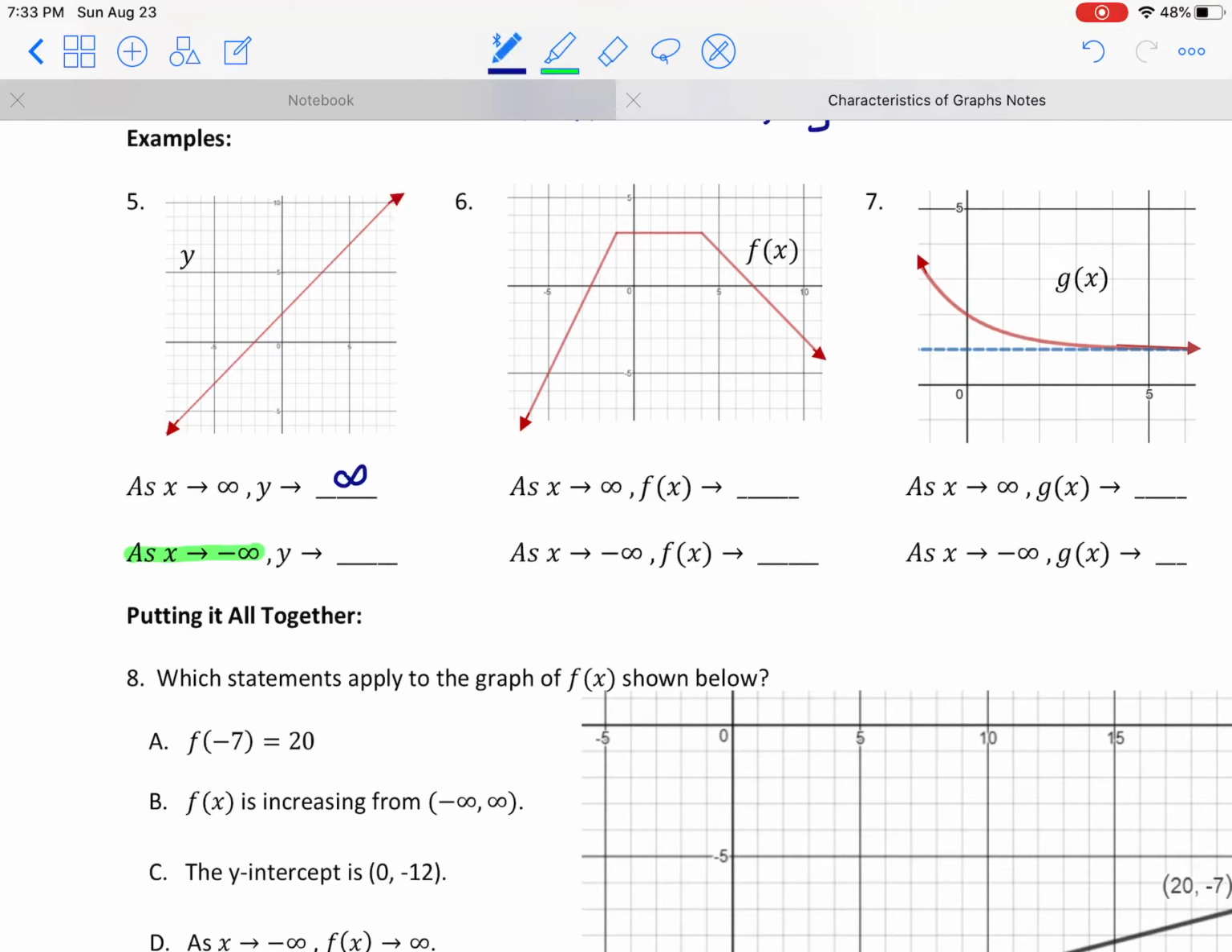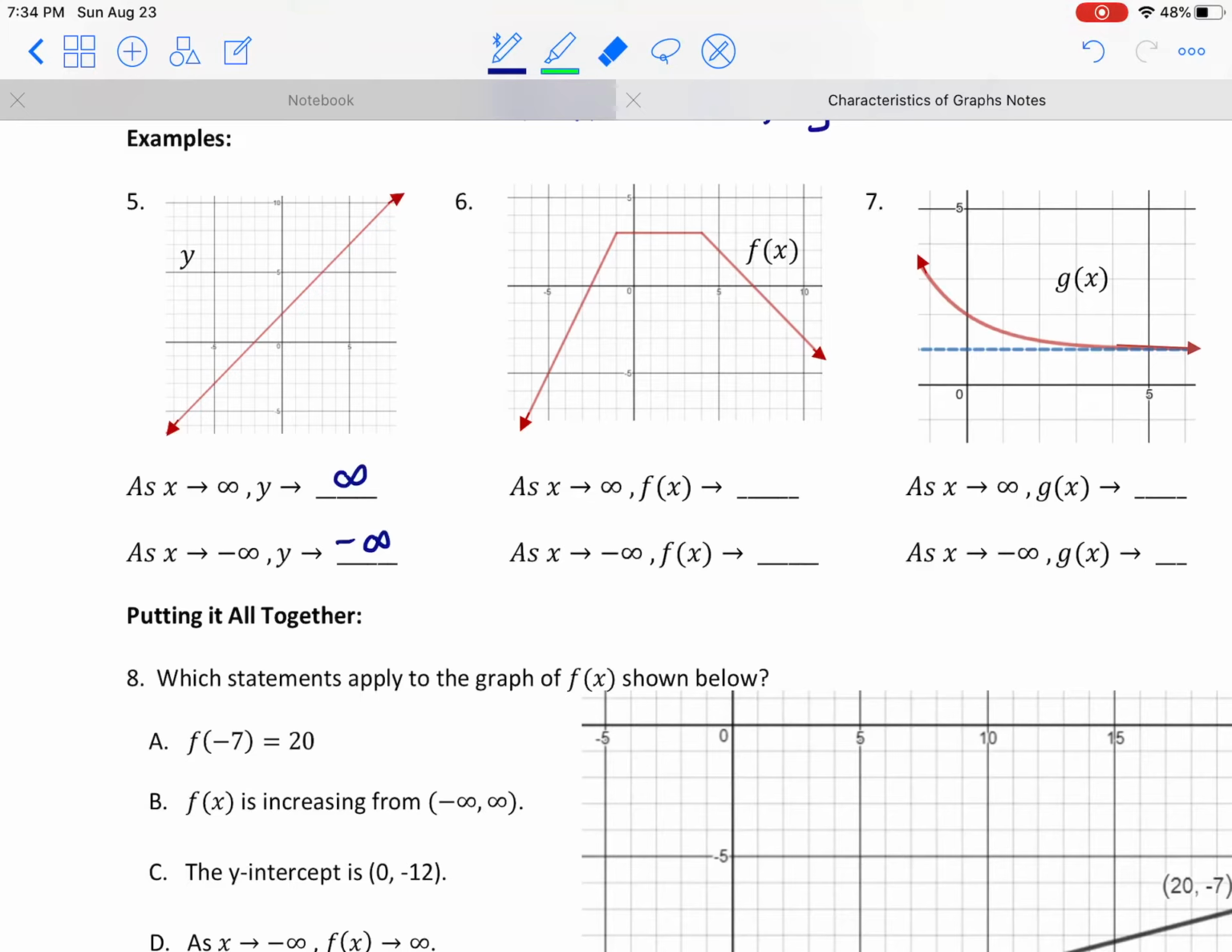And next, right here, when it says as x goes to -infinity. As x goes to negative infinity, if we're on the x-axis going toward negative infinity, we're going to the left. So it says go to the left. And if we go to the left end of the graph here, it is headed down. That means our y values are going to be going down forever toward negative infinity. Okay? How about over here?